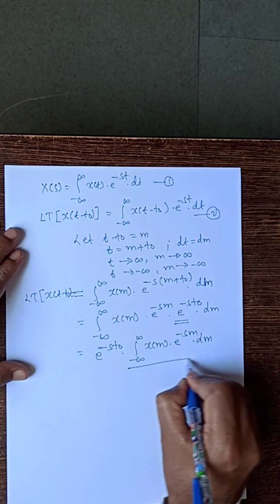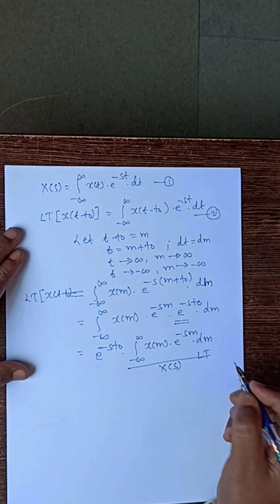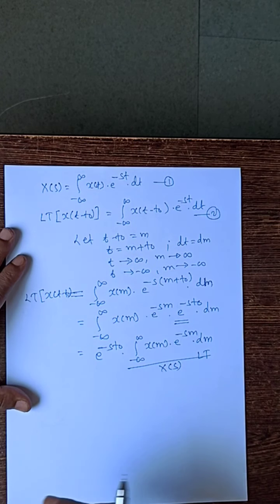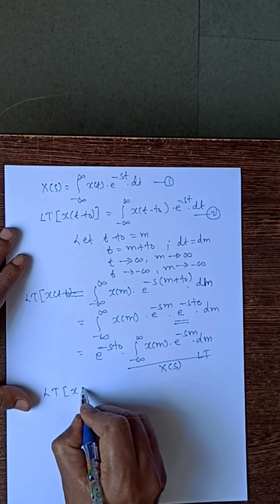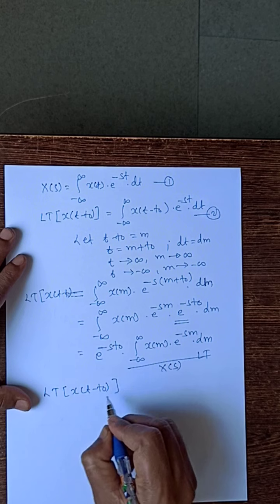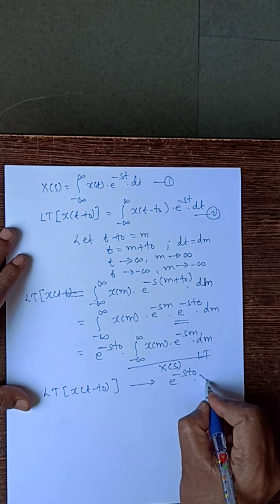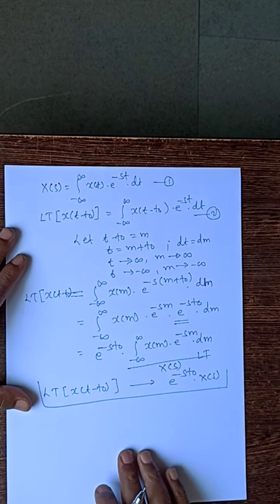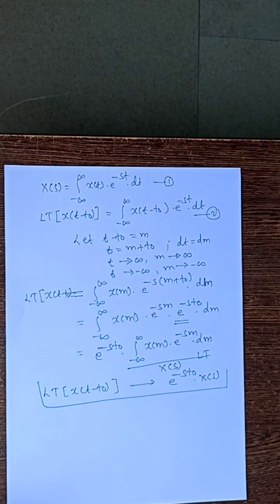So what is this? This is nothing but X(s), the Laplace transform of x(m), that is equal to X(s). This is representing the Laplace transform. So you can see the Laplace transform of x(t - t0) is equal to e^(-s t0) times X(s). So when there is a shift in the time domain, it will be multiplied in the frequency domain by e^(-s t0). So this is the time shifting property.